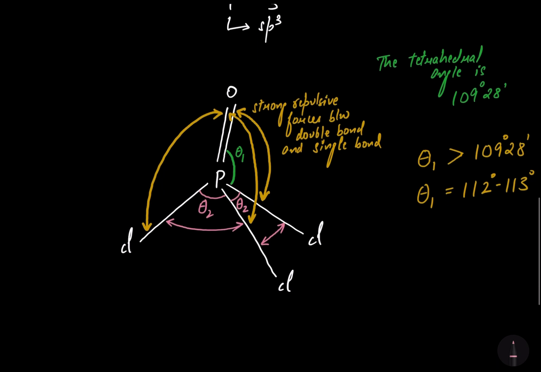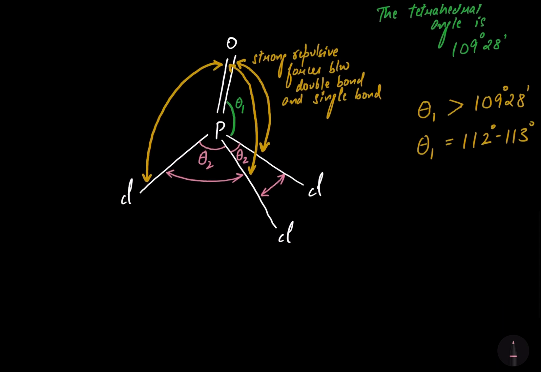So why is this happening? Because the repulsive forces between the P double bond O and the P single bond Cl are greater than the repulsive forces between the single bonds, that's P single bond Cl and P single bond Cl. I am repeating it again. The repulsive forces between the P double bond O and the P single bond Cl are greater than the repulsive forces between the P single bond Cl and the P single bond Cl.